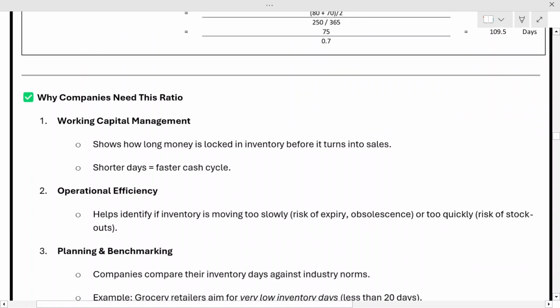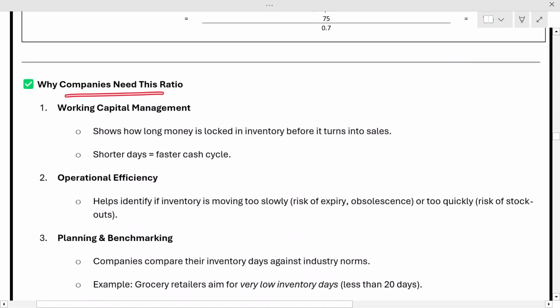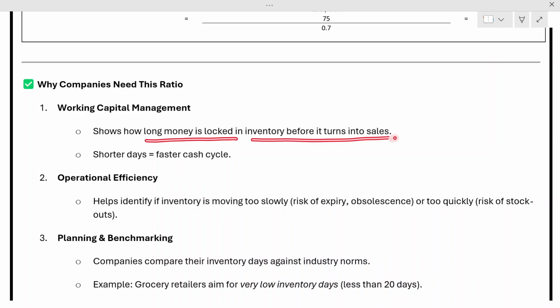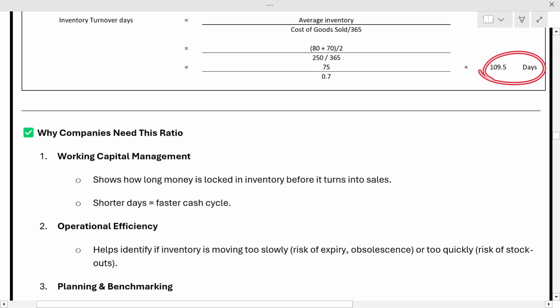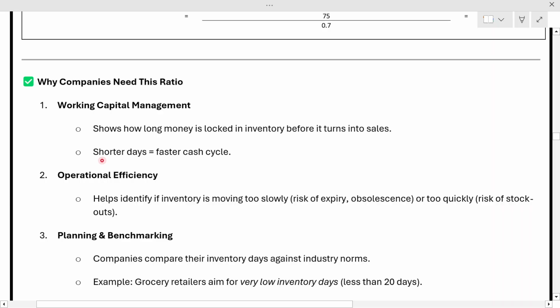Now if we go ahead, why do the companies use that? Because it shows how long money is locked in the inventory before it turns into sales. So basically the inventory is sitting within your business for 109 days. So definitely your money is locked into the inventory for 109 days. And the shorter the days, the faster the cash cycle.